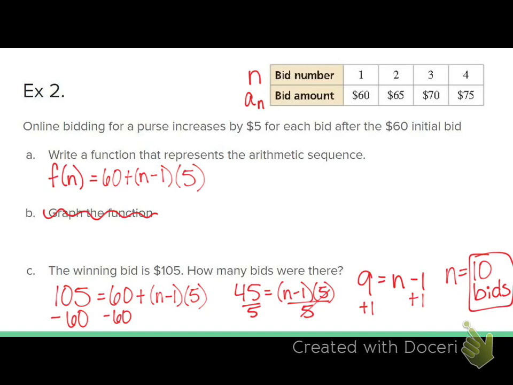Questions about this problem? Are we sure?